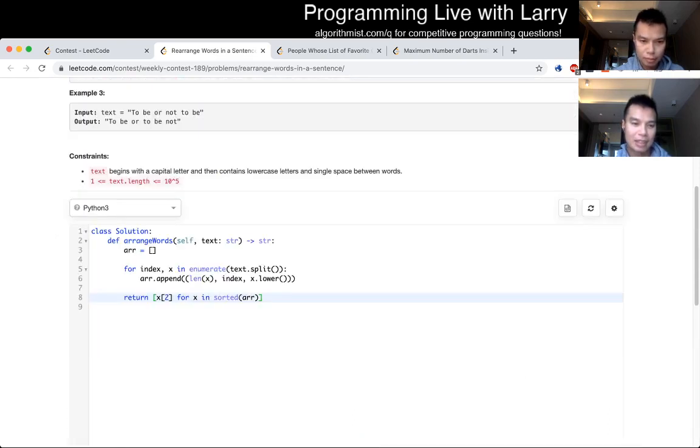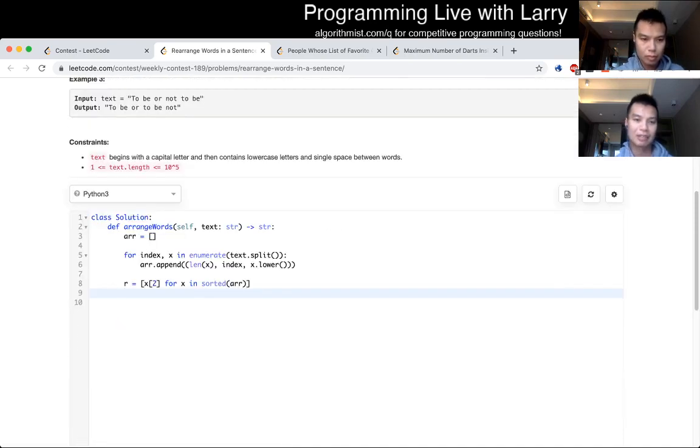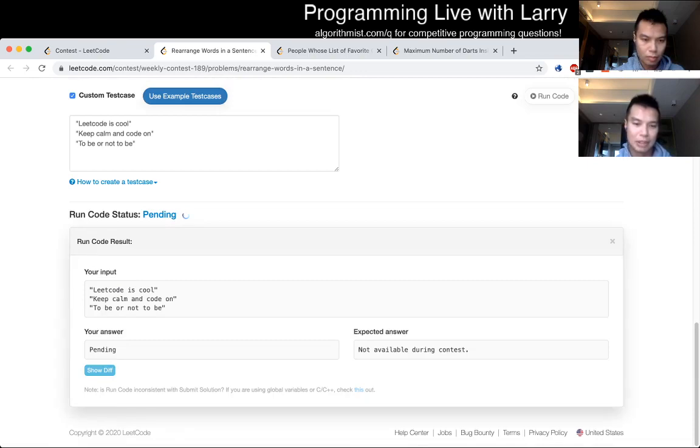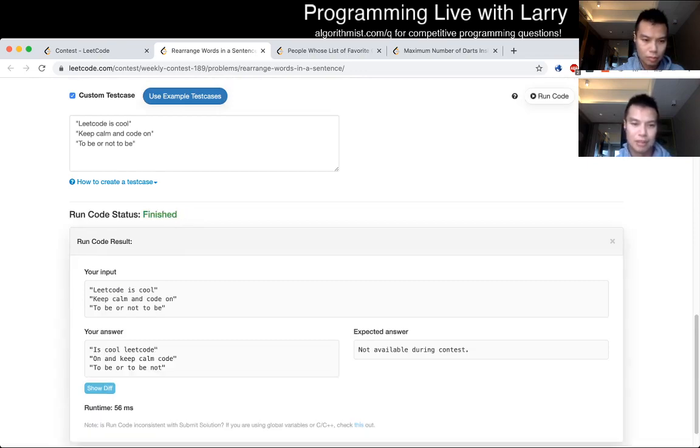Okay, now that's good, but it's not the answer, because we want it back to words. So I have to convert the first word back, capitalizing the first letter of the first word, and that's what I do here. There may be easier ways to do it, but that's how I did it, obviously, because that's why you're watching it. And then now I just join it, and that's pretty much it for Q2, I believe.